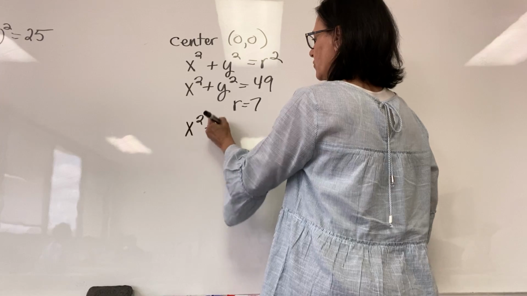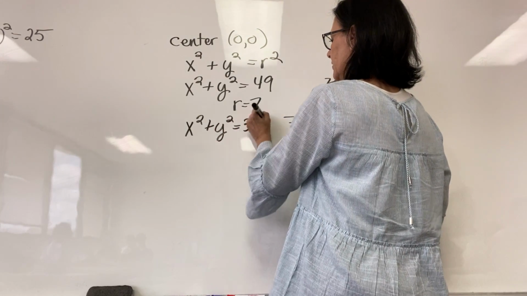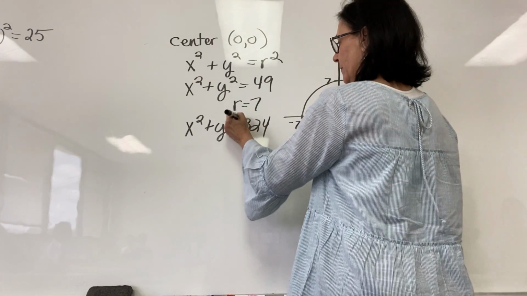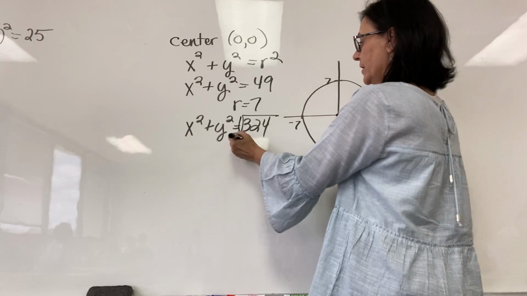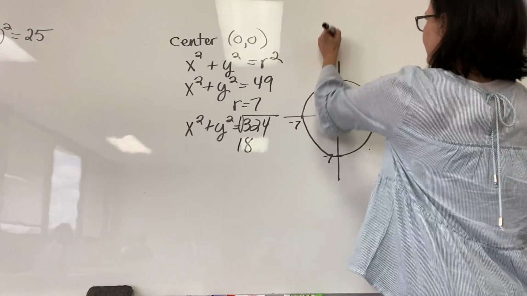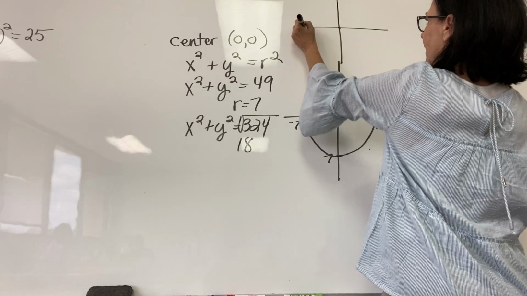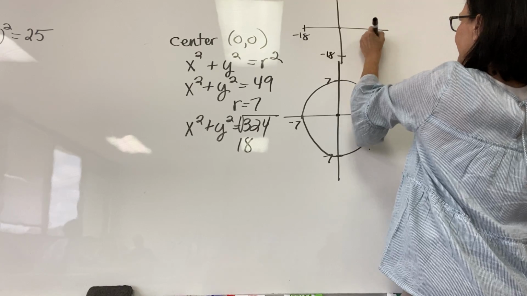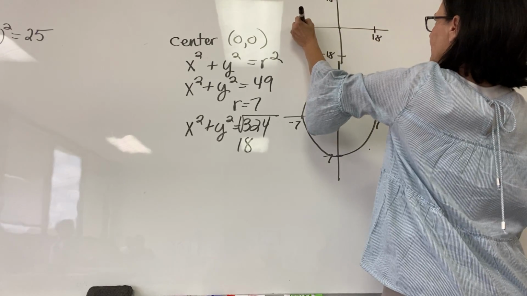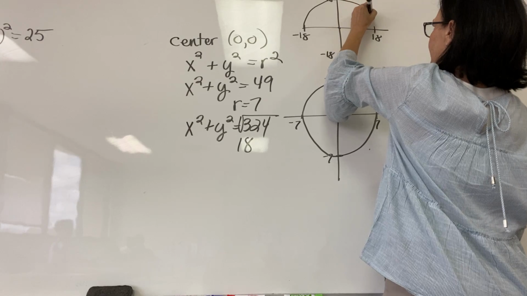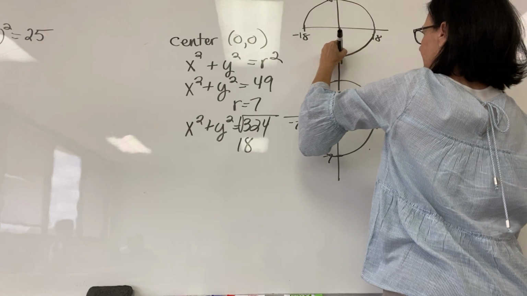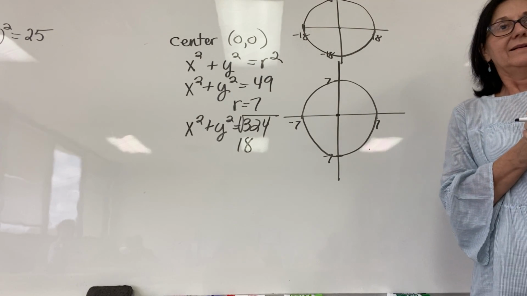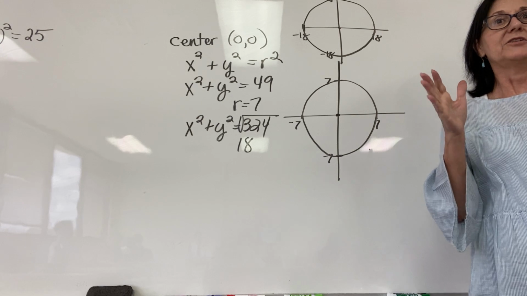X squared plus y squared equals 324. What's the radius? 18, because the square root of 324 is 18. The center is at 0, 0. Okay, I'm just going to make that negative 18, negative 18, 18, 18, and this would be your circle for that equation. Not so hard, right? To begin with.